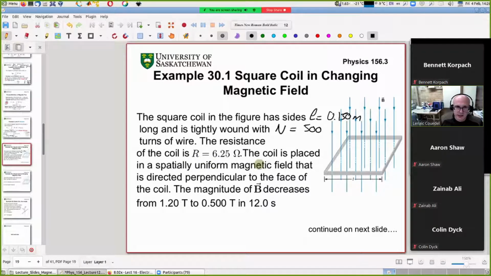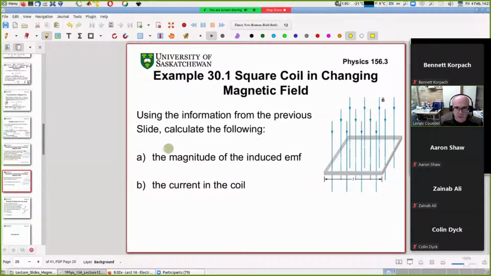The coil is placed in a spatially uniform magnetic field that is directed perpendicular to the face of the coil. We know this magnetic field will decrease from 1.20 Tesla to 0.5 Tesla in 12 seconds. Then we want to calculate the magnitude of the induced EMF, which is the same as voltage, and we want to calculate the current in the coil.